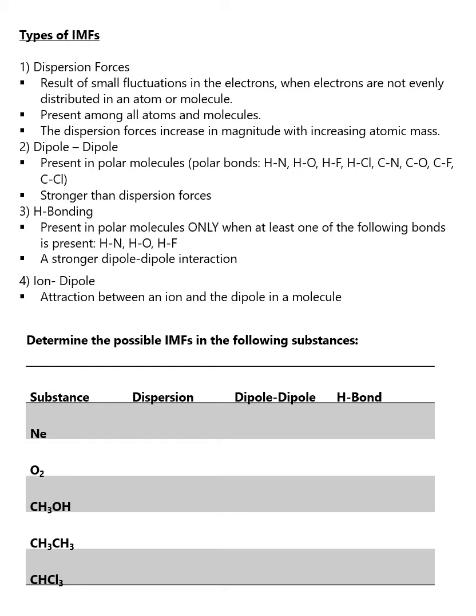The second one is dipole-dipole. Now here, for a substance to have that type of intermolecular force, you need to have polar molecules. For you to have a polar molecule, and this is a simplification, okay? For you to have a polar molecule, you need to have polar bonds. So for us, we're looking at polar bonds, not a polar molecule per se. So you have polar bonds, and I have the list of polar bonds here.